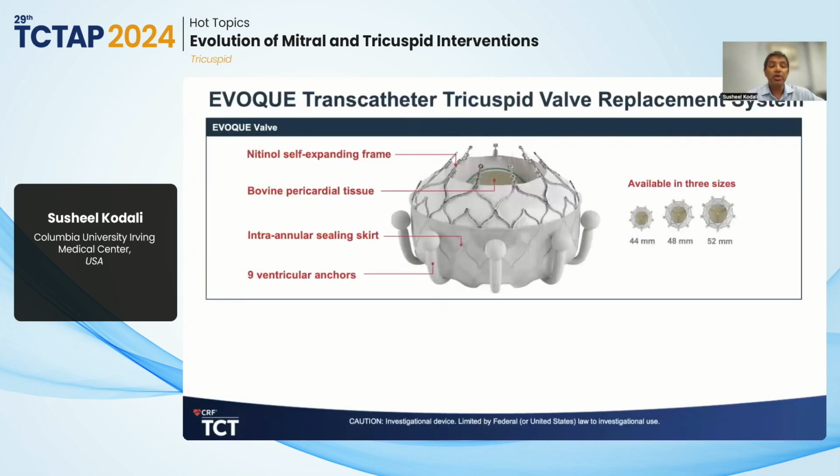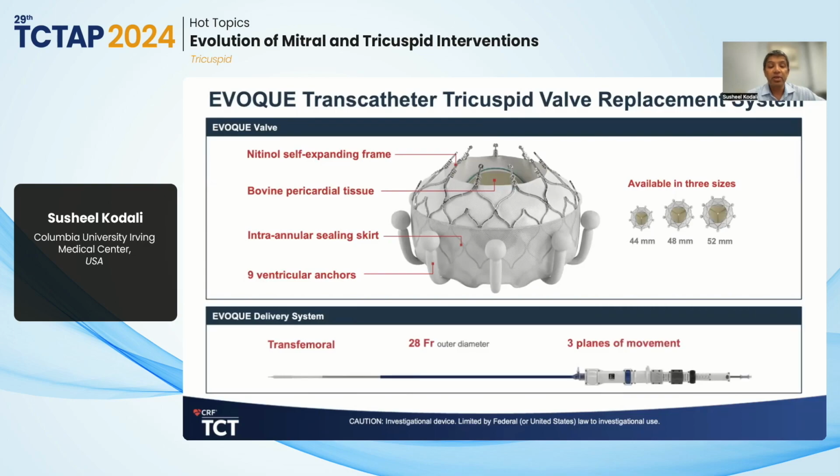Here is a look at the Edwards EVOQUE valve. It consists of a nitinol self-expanding frame with a bovine pericardial tissue valve. The valve anchors into the tricuspid annulus via 9 ventricular anchors, as well as annular oversizing. In this initial trial, it was available in 44, 48, and 52 millimeters. All devices were delivered via a 28 French transfemoral delivery system.